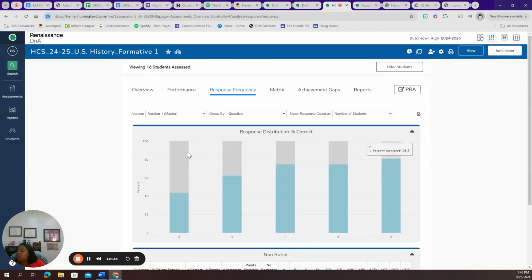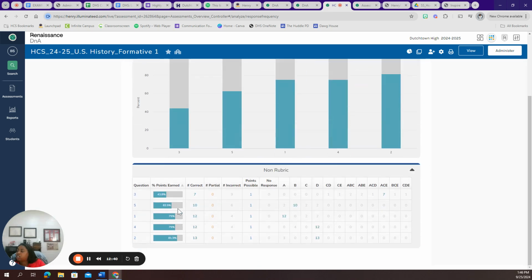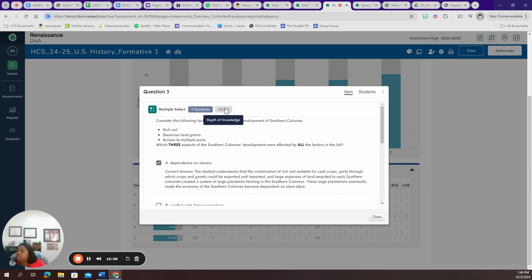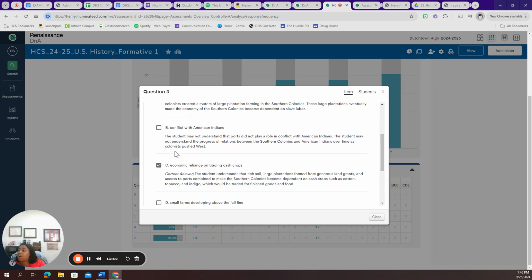And it gives you a more overall look. So if I were looking here, this is where we figure out response frequency. If I'm looking at question number 3, I can click this and it will pull up question 3 for me. And it also should give you the depth of knowledge so you can see how deep this question actually went. It also gives you a rationale as to why this question is correct, but it also tells you why the other answer choices are incorrect.